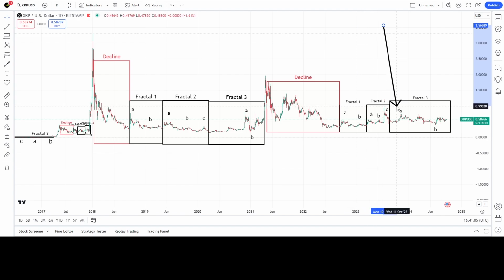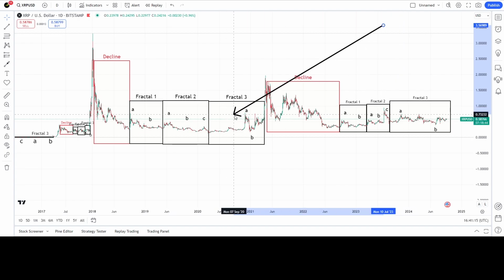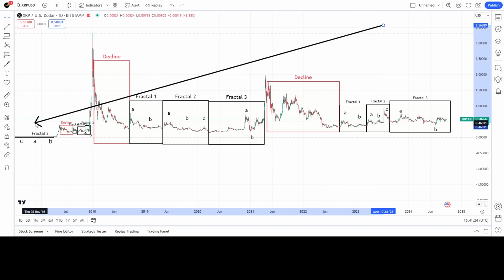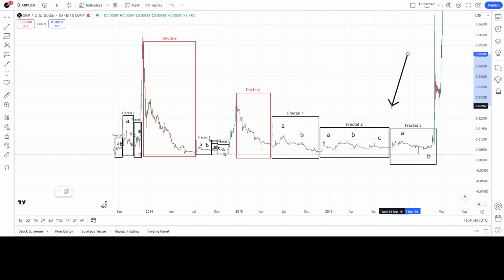What we can do, and this comes with some downsides, is compare what is happening today to previous third range-bound fractals. We were doing that with this one, but we can even go further. We can copy and paste certain fractals. If we go further back, let's go back to over here. Okay, so this is that part of the chart.